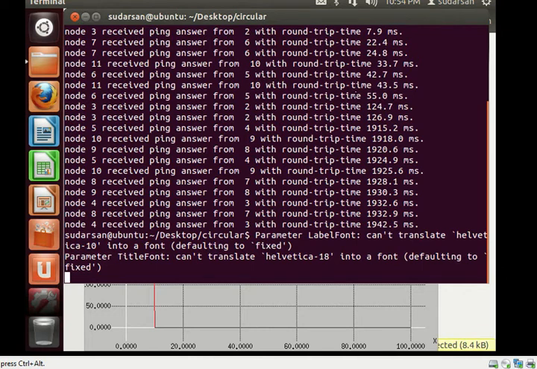The round trip time for every packet will be calculated. For example, see here the node 6, that is, a packet is transmitted from 5 to 6 with a round trip delay of 55 milliseconds. That is, for each packet the round trip time will be calculated and displayed in the terminal.